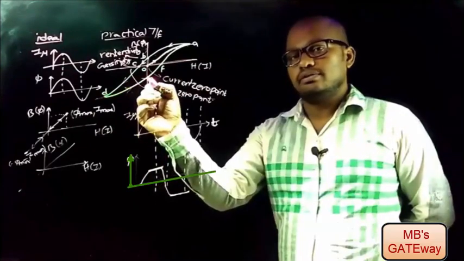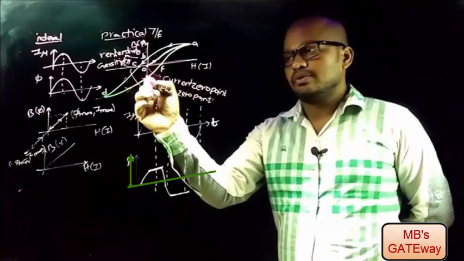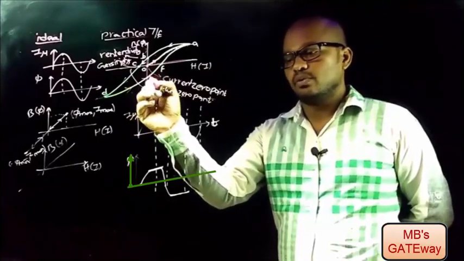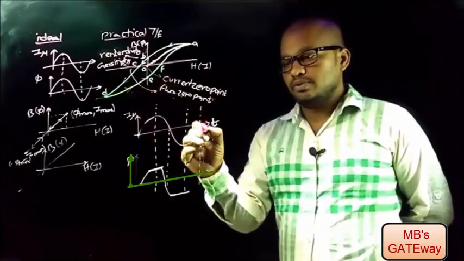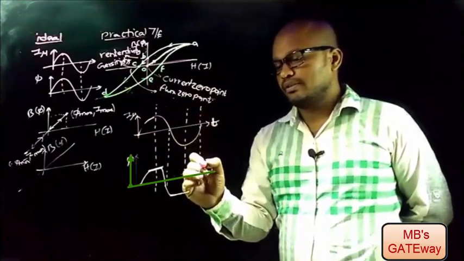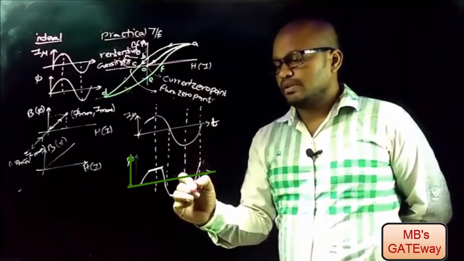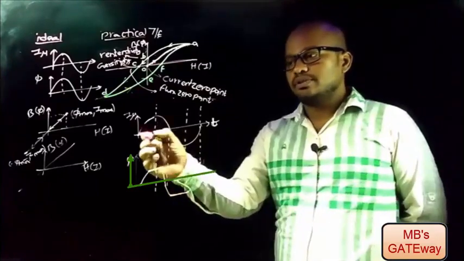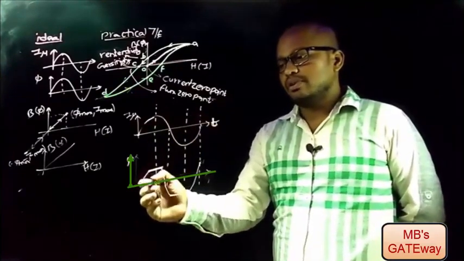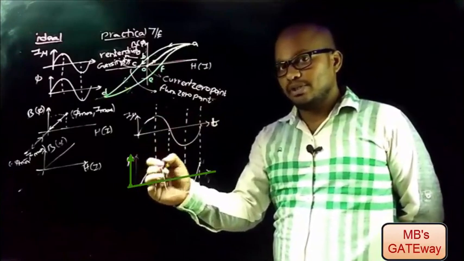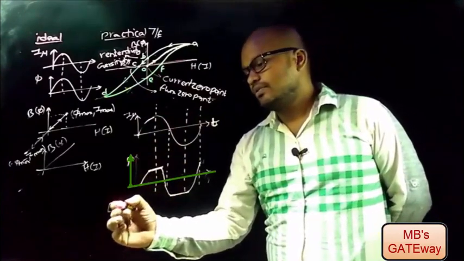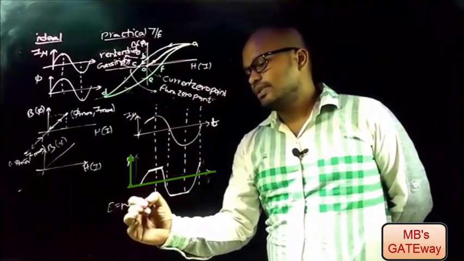And now when the current reaches 0, there is some residual flux which is represented with OE. So when the current I mu is 0, there is some flux phi, means the point is here. So the curve will be like this. So with sinusoidal input current, we got this type of flux setup in the core as E is equal to N d phi by dt.